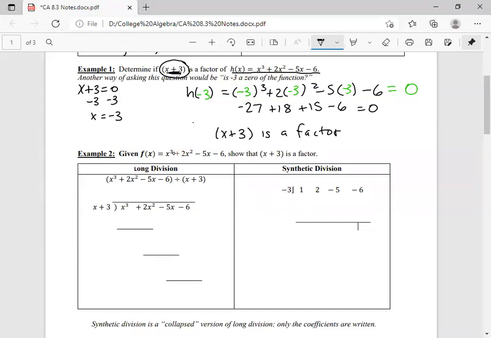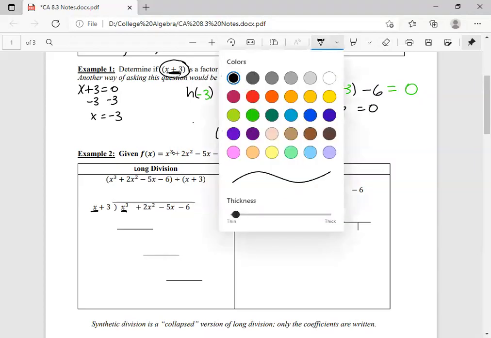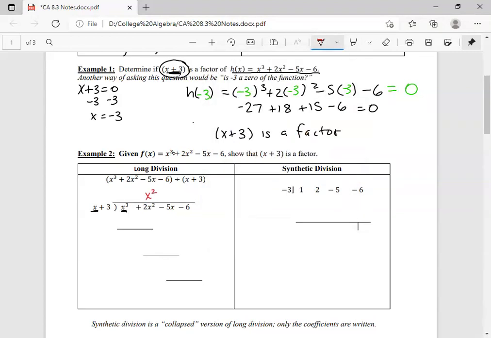So here's the steps. You're going to look at this x that is in the front, and you're going to look at this x to the third. And you're going to say to yourself, what would I have to multiply this x in the front by to get x to the third? Well, the answer to that is x squared. And you want to scoot over and put that here. You're going to see why in just a minute. So the question is, what do you have to multiply x by to get x to the third? Because you want it to go away.